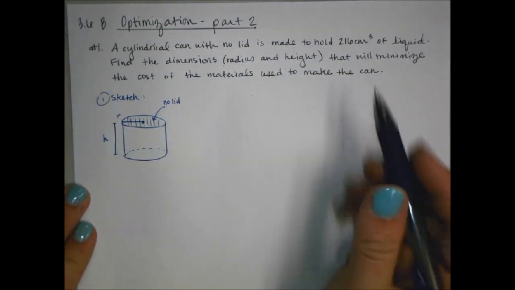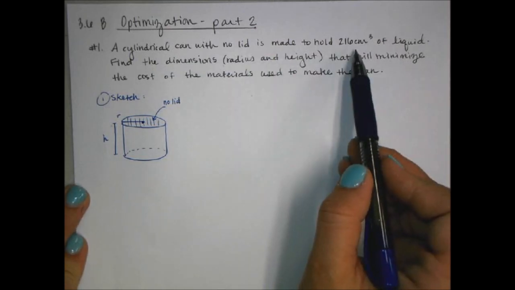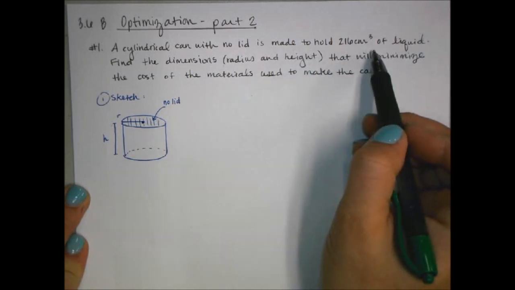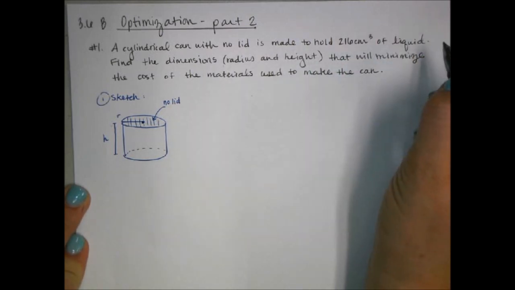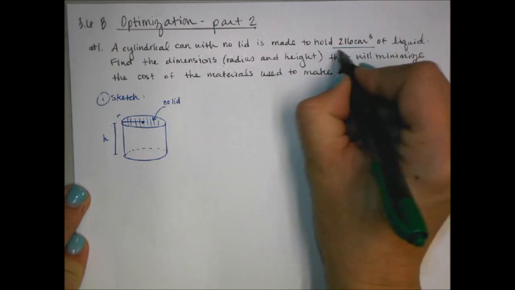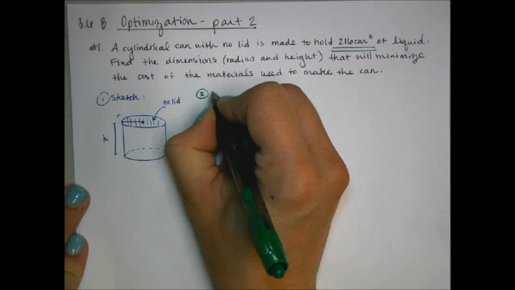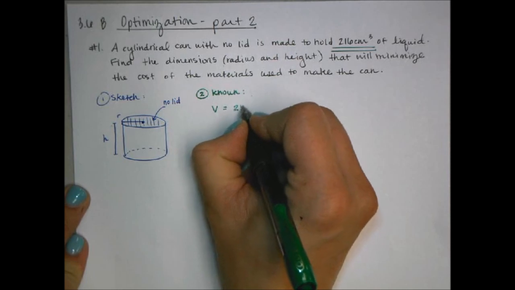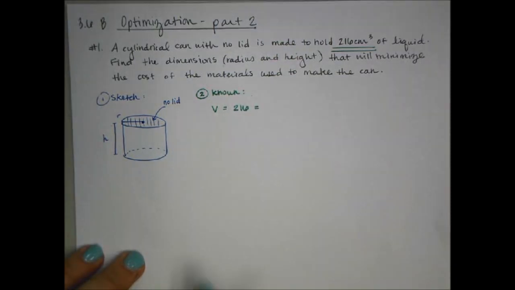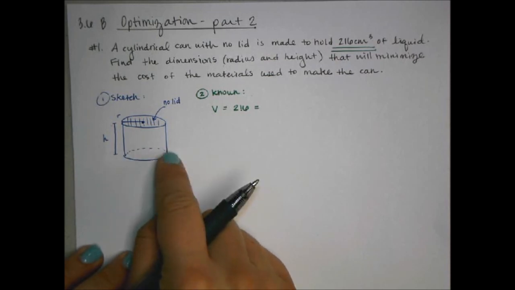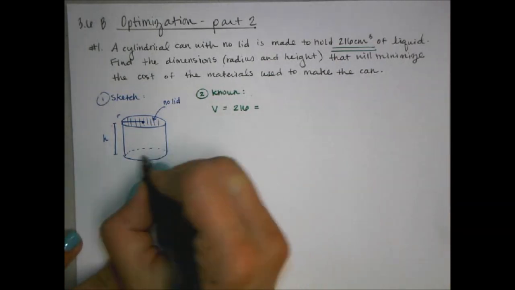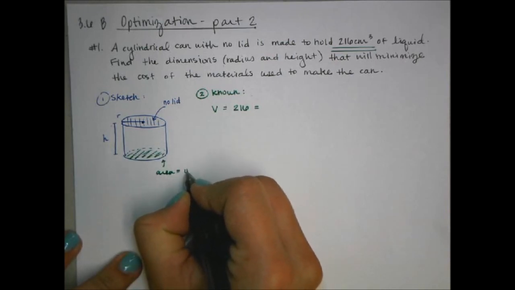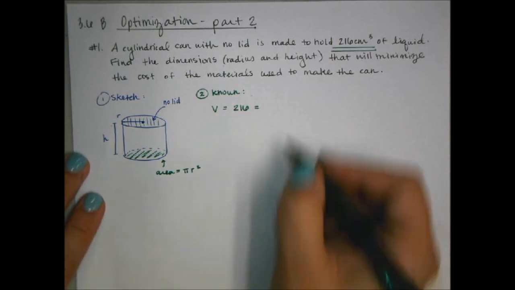All right, so let's go ahead and talk about the given information for the known equation. So the known equation is going to be the volume, since this is cubic centimeters. So volume of a cylinder is area of the base times the height. So the base is a circle. Area of the base is pi times the radius squared times our height.